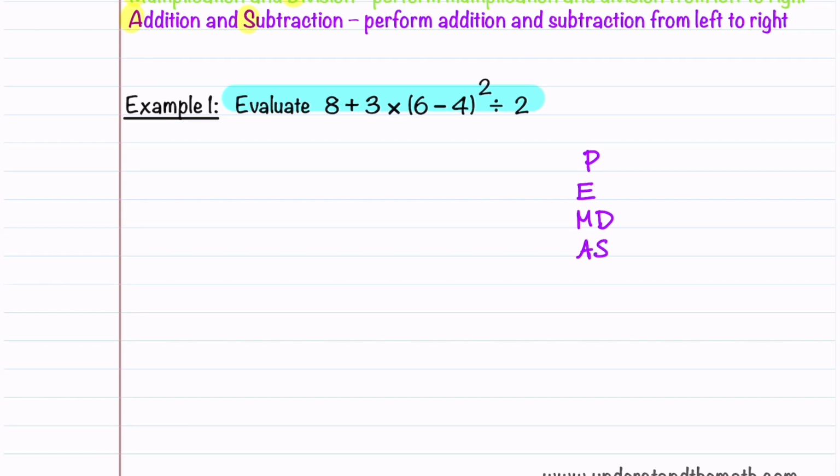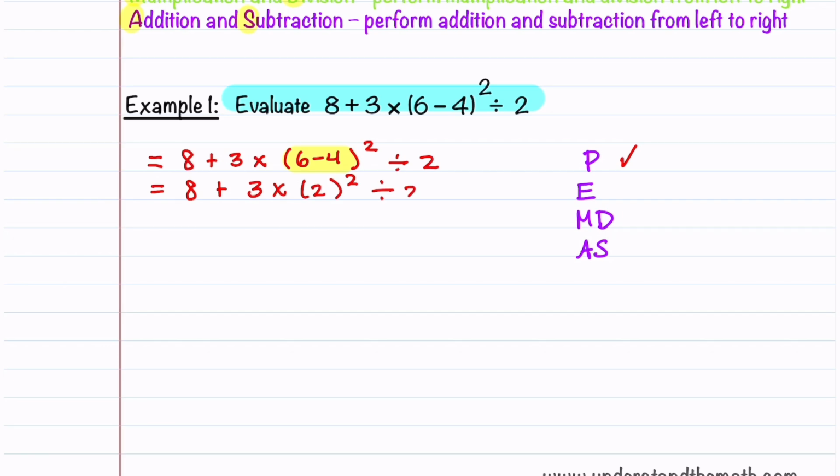Let's go ahead and write down our problem so that we can highlight what we're going to do next. We're going to evaluate 8 plus 3 times the quantity 6 minus 4 squared divided by 2. As you can see from the list on the right, the first thing that we need to do is to evaluate what's inside the parenthesis. Let's go ahead and do that. That gives us 8 plus 3 times 6 minus 4, which is 2, squared divided by 2.